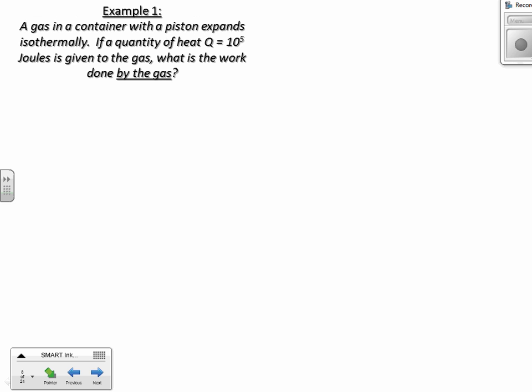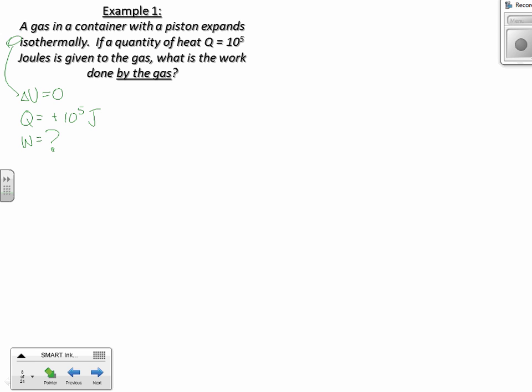Okay, so let's look at some examples. These are what we call first law examples. A gas in a container with a piston expands isothermally. Ding, ding, ding, there is a clue: isothermally. This means that delta U is zero, no change in internal energy if temperature stays the same. A quantity of heat, 10 to the 5th joules, is given to the gas. That means Q is positive 10 to the 5th joules. What's the work done by the gas?